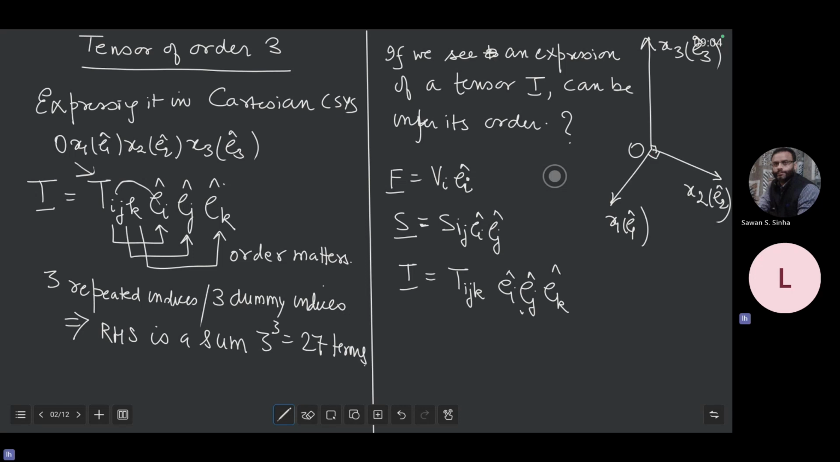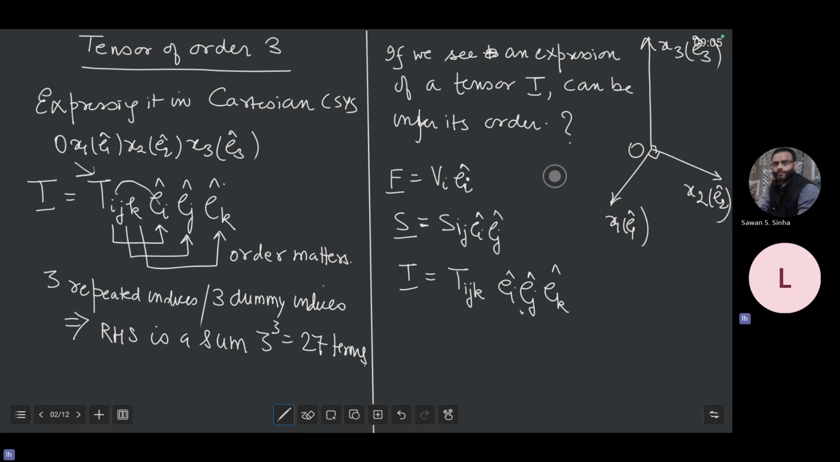All right, 27 terms. Similarly, if you have any fourth order or fifth order tensor, I am sure you will be able to write the expression using the dyad of that order.